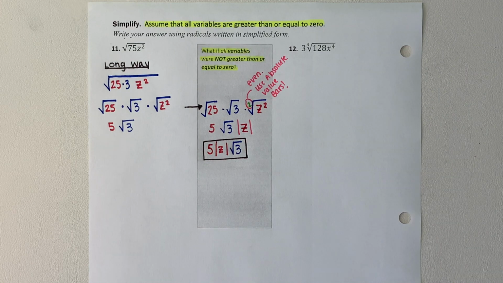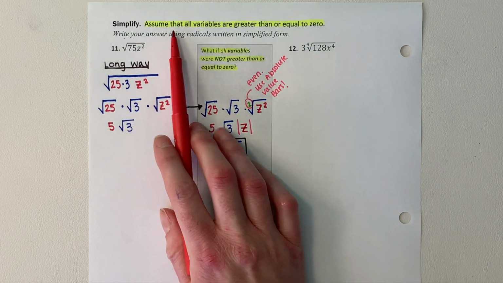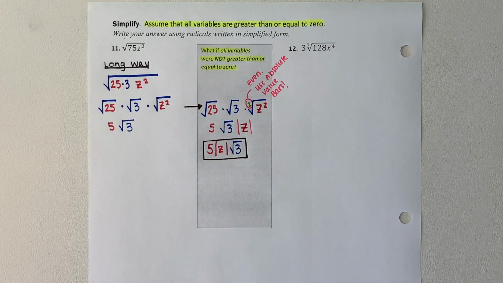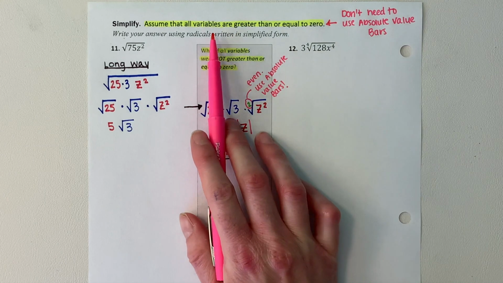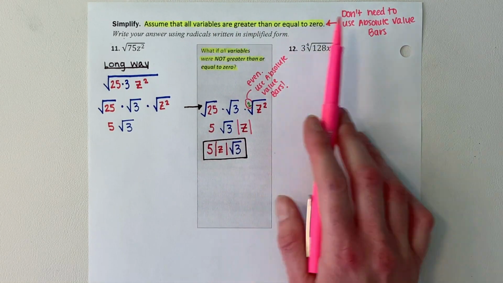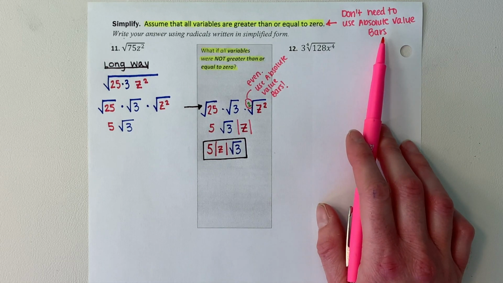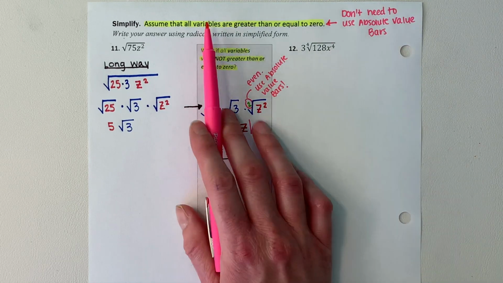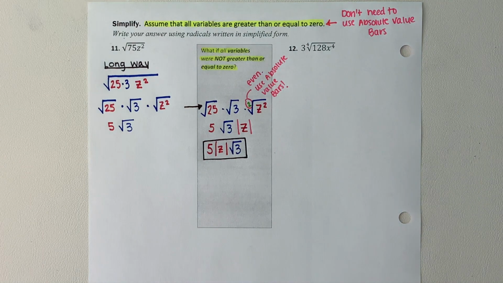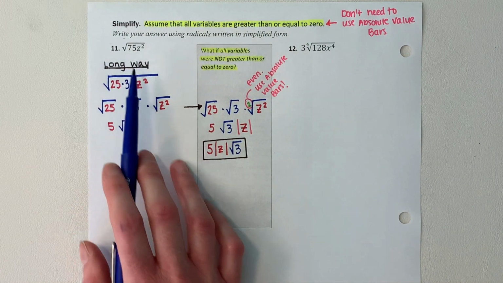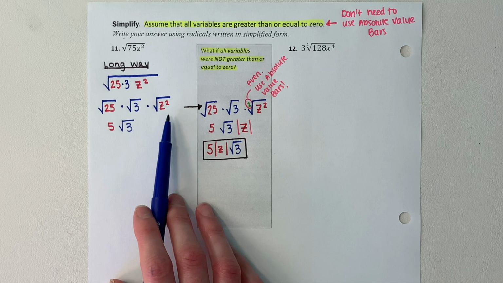A lot of times in the real world, our variables are greater than or equal to 0 anyway, so this is often a safe assumption to make. And when we're allowed to assume that all variables are greater than or equal to 0, that makes our lives easier. Because if we're assuming that all variables are greater than or equal to 0, then we don't need absolute value bars, because absolute value bars make quantities positive, and they would only be redundant because we're told our variables are positive anyway.